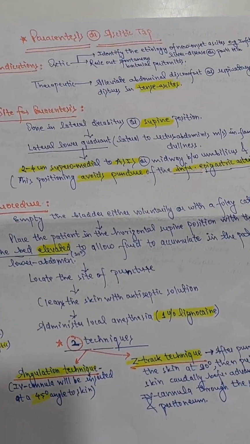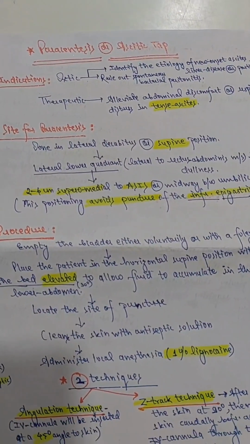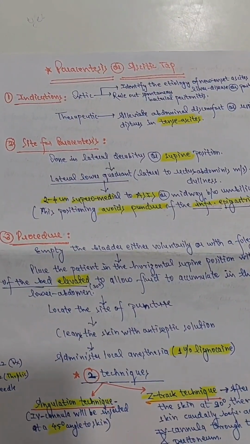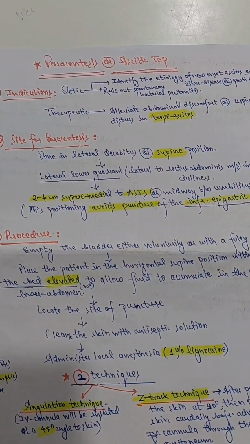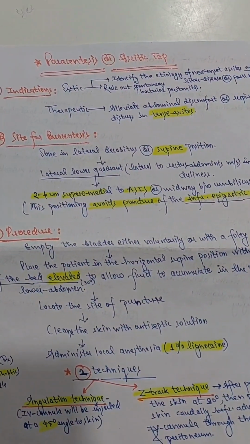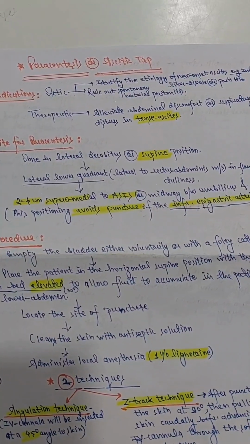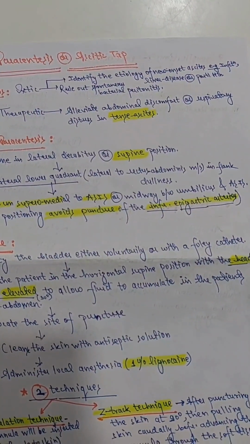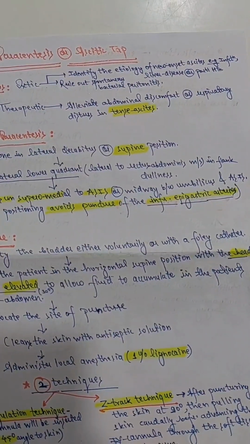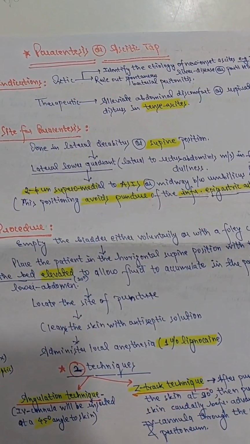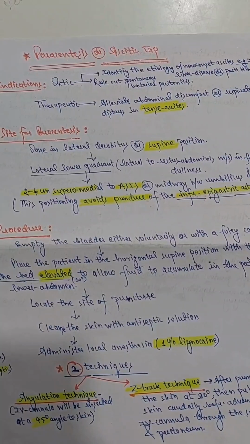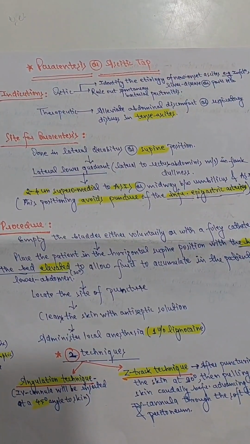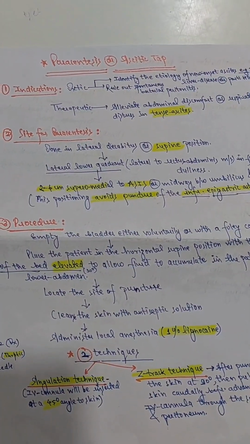So hello friends, in this video let us see about the paracentesis, also known as ascitic tap. So the indications of ascitic tap are for diagnostic purposes and therapeutic purposes. So for diagnostic purpose, we do this ascitic tap to identify the etiology of new onset ascites, for example infections, liver diseases or portal hypertension. Also to rule out spontaneous bacterial peritonitis. Whereas the therapeutic use is to alleviate abdominal discomfort or respiratory distress in tense ascites.